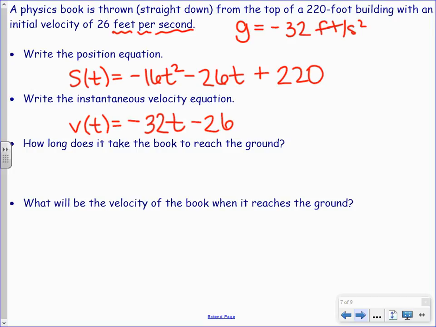From here, it's just a matter of plugging in numbers to the right place. We've done the hard part. If I ask you, how long does it take the book to reach the ground? We're looking for time, so we're going to solve for t. Ground means what? We have position and we have velocity up here. So the ground is when what is 0? Position.